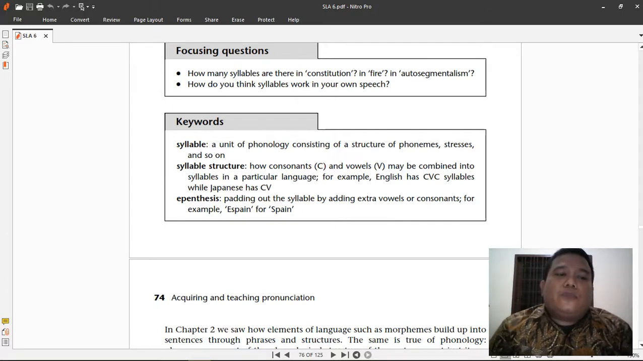Like in the word, what else? Finger, or eyes, or these, this. There's always consonant, consonant, vowel, and then consonant to end the word. So it's about the structure. Okay, again about theories. Okay, epenthesis is padding out the syllable by adding extra vowels or consonants. For example, as in Spain for Spain. We don't need that actually.